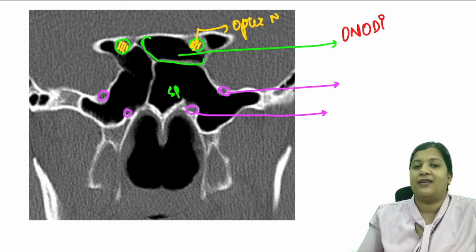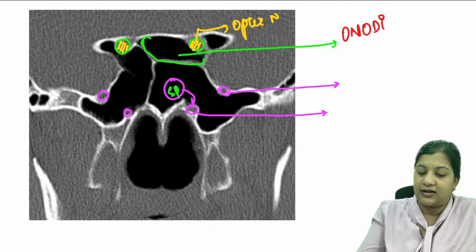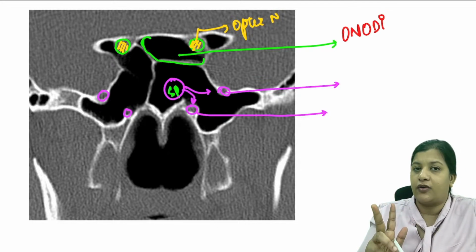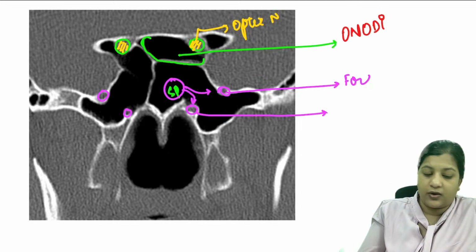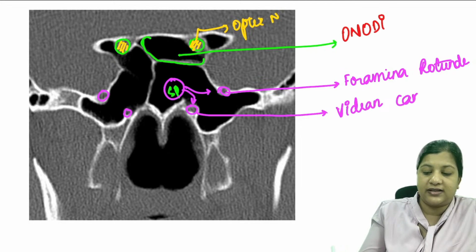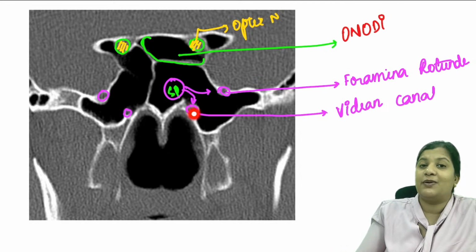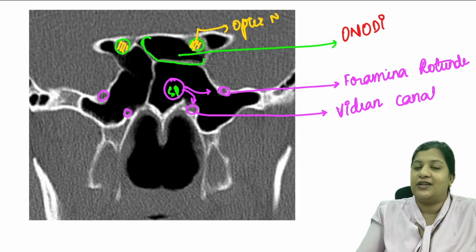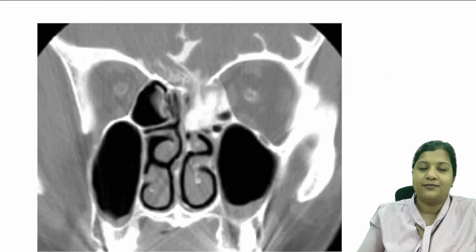So in the floor of the sphenoid sinus, so this is your sphenoid sinus, in the floor you have got two important foramina. The foramen above is going to be your foramen rotundum, and below is going to be your Vidian canal. Okay, so we call this the Vidian canal. The one that is below is your Vidian canal. The one that is above is going to be your foramen rotundum. So these two are going to be seen in the floor of the sphenoid sinus. Okay. Now let's go and see the next image, which is showing you something very specific.